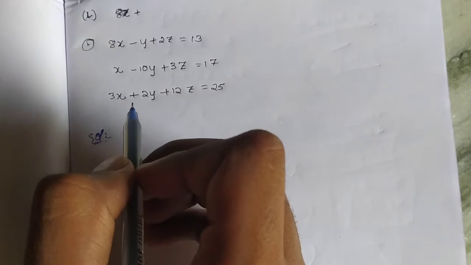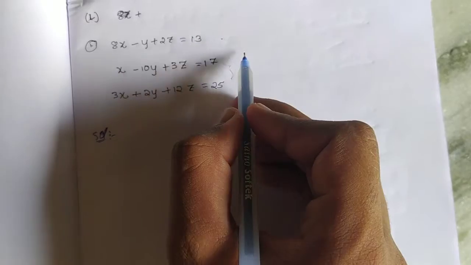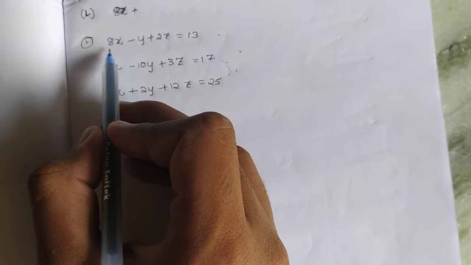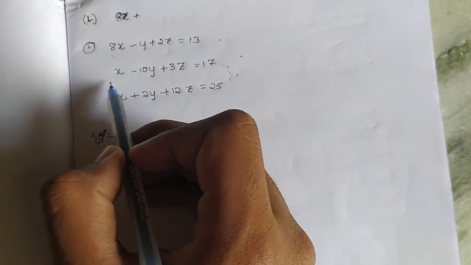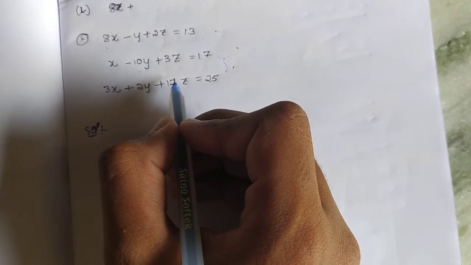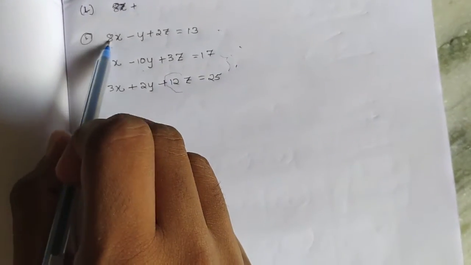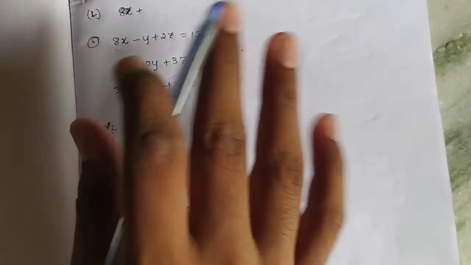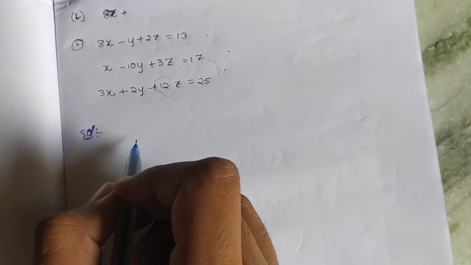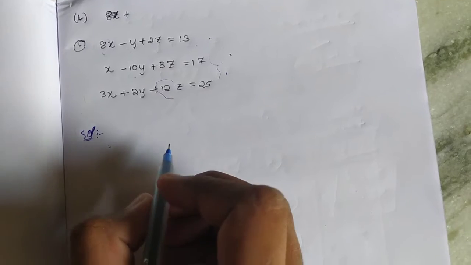Now first we should check whether the given three equations are arranged in a diagonally dominant order or not. That is, the first equation should contain maximum x coefficient value, and the second equation should contain maximum y coefficient value, and in the third equation it should contain maximum z coefficient value. Now if we check this, these are diagonally dominant.